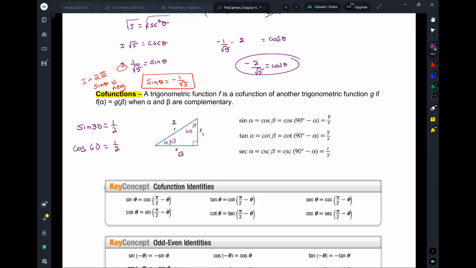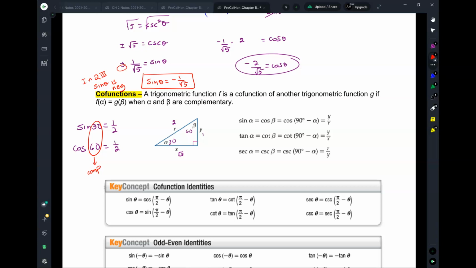Do you see what happened there? These two angles together add up to 90 degrees. They're complementary. And when you have two angles that add up to 90 degrees, sine of one equals the cosine of the other. They're called cofunction identities.